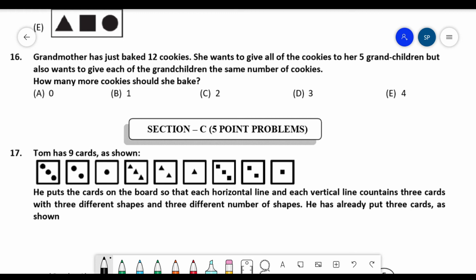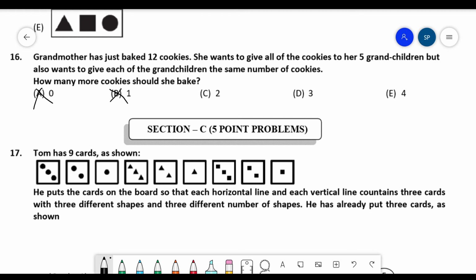A, 0. If she bakes 0 more cookies, which is basically no more cookies, she would still have 12. If you split 12 into 5, you would not get equal whole cookies, which means A is wrong. B, 1. If she bakes 1 more cookie, she would have 13 cookies. And if you split 13 by 5, you cannot get equally whole cookies.